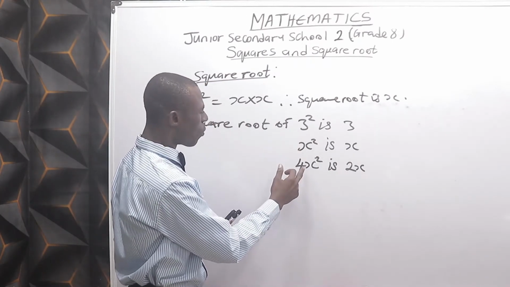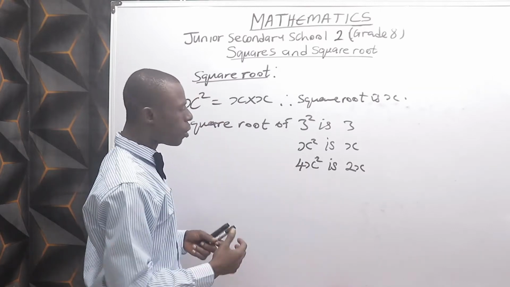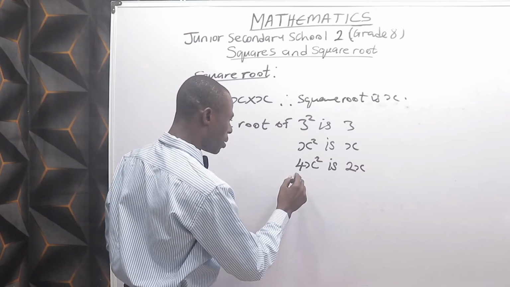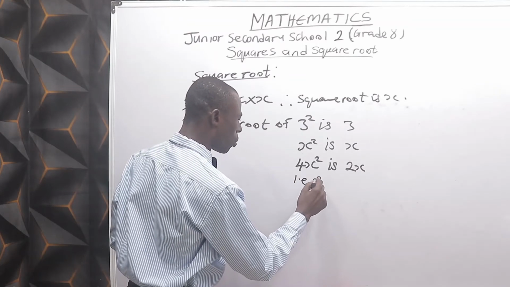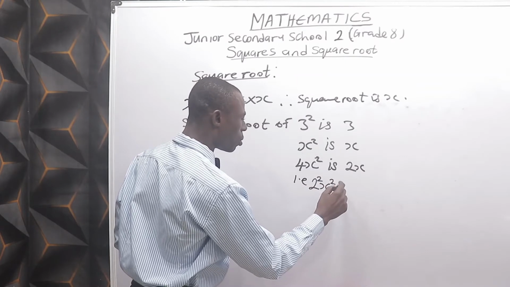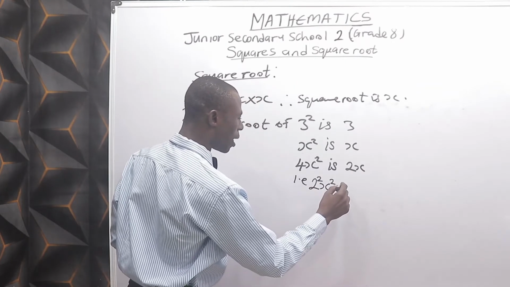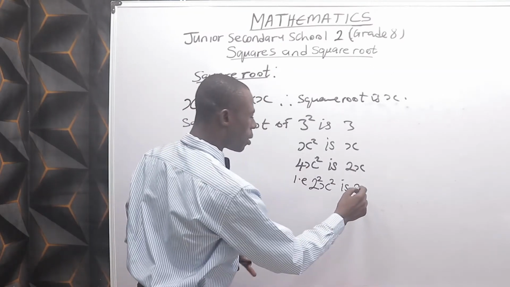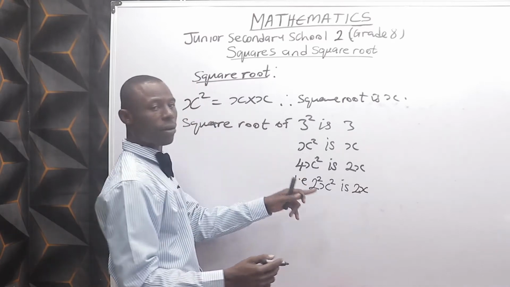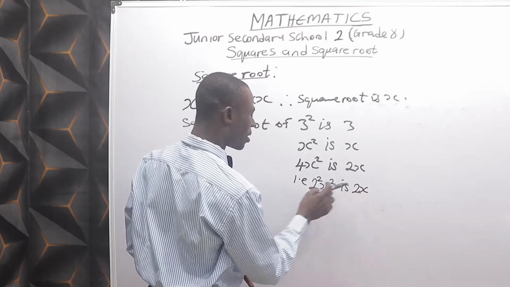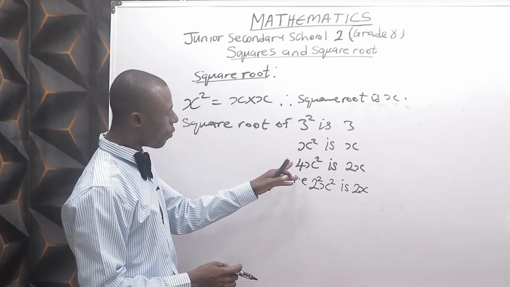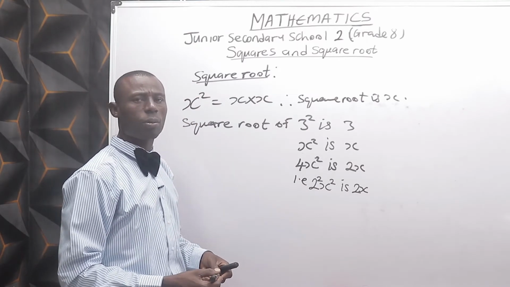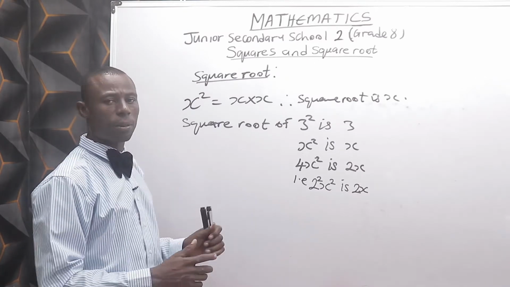Also, 4x squared. Try to rewrite 4 as 2 raised to power 2. That is 2 raised to power 2, x raised to power 2. Square root of that will be 2 that carries power 2 times x that carries power 2. That is why 2x is the result of finding the square root of 4x squared. Let's consider some examples to buttress the point.